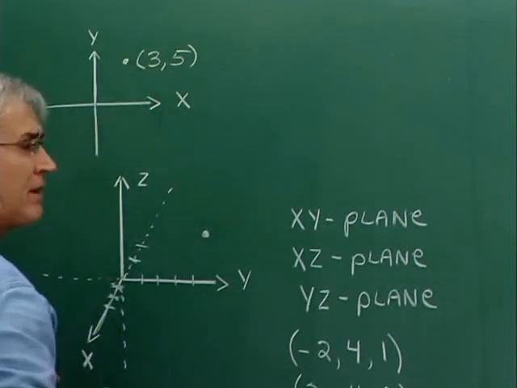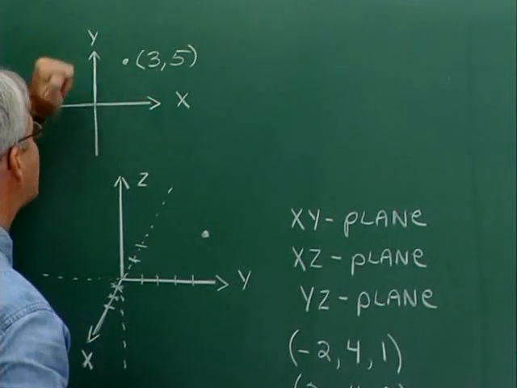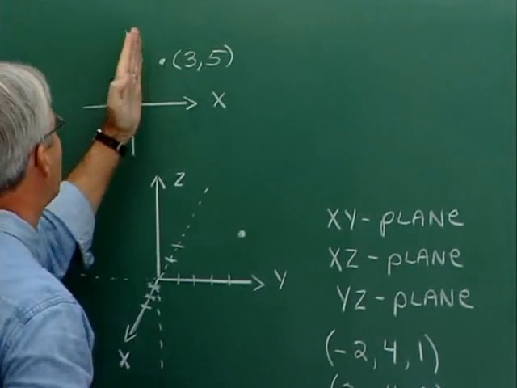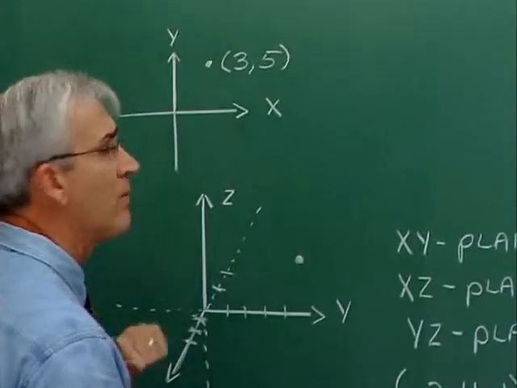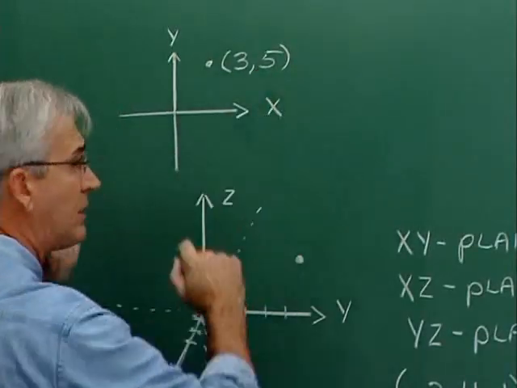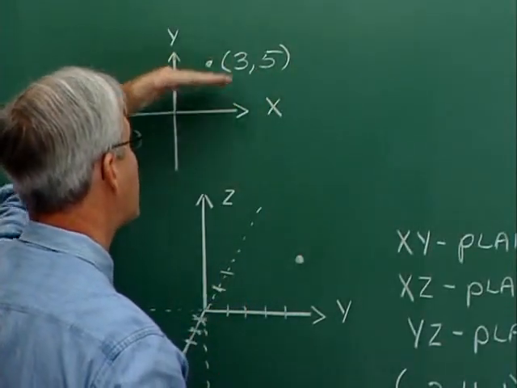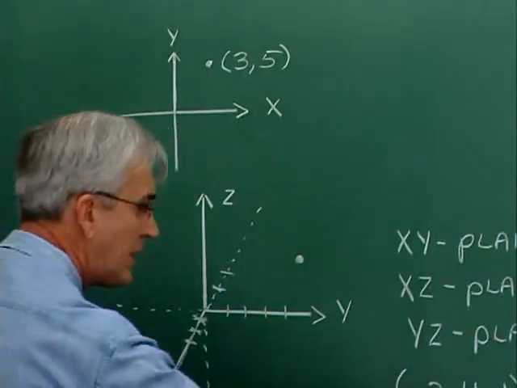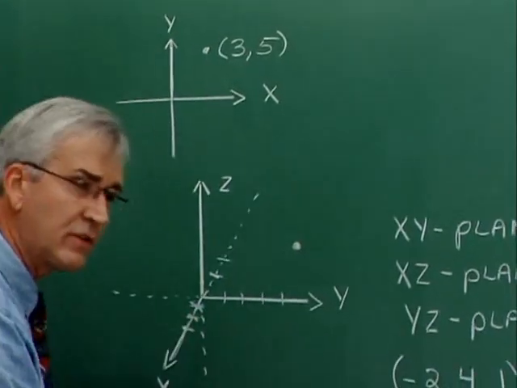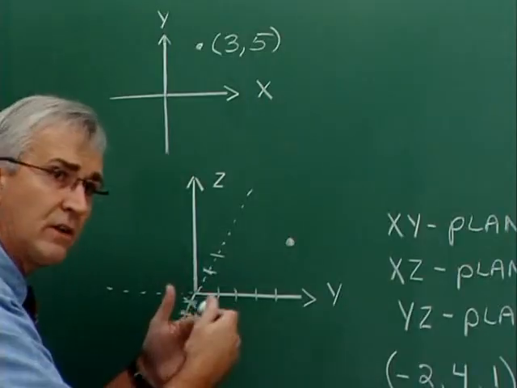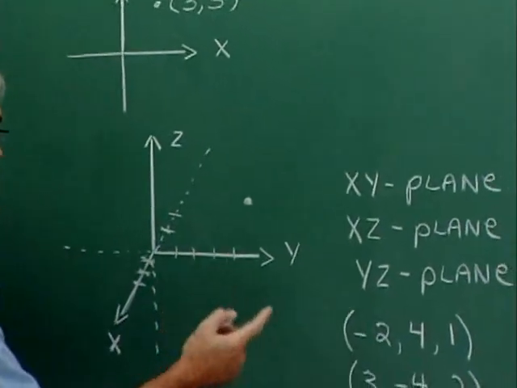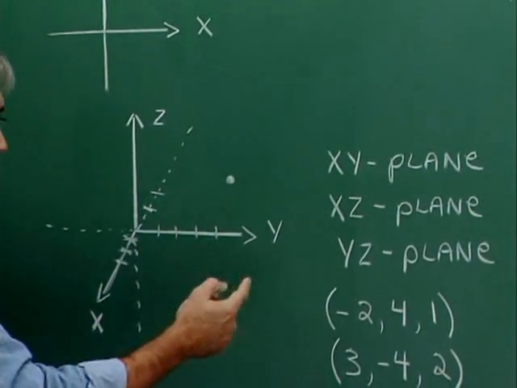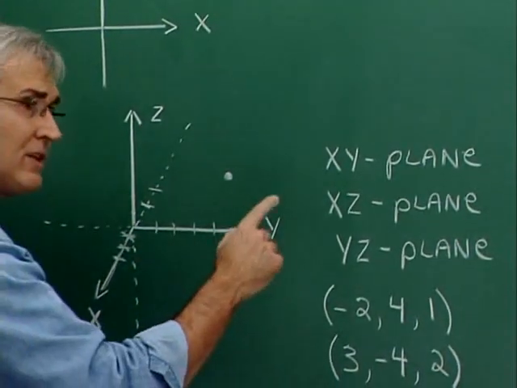The 3 can be thought of as distance from the y-axis. So it is a horizontal distance. It is the distance from the y-axis. The 5, a vertical distance, is the distance from the x-axis. Now, in a similar way, the numbers here can be thought of as distances from the various planes. So negative 2 is an x value, but it is the distance from the yz plane.